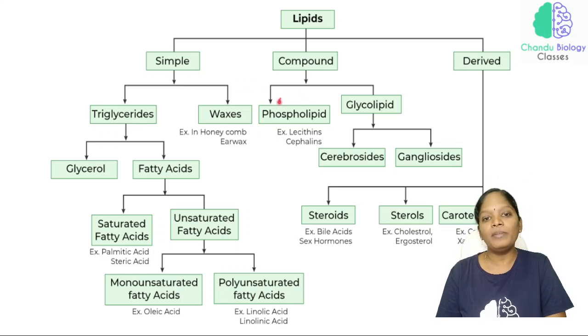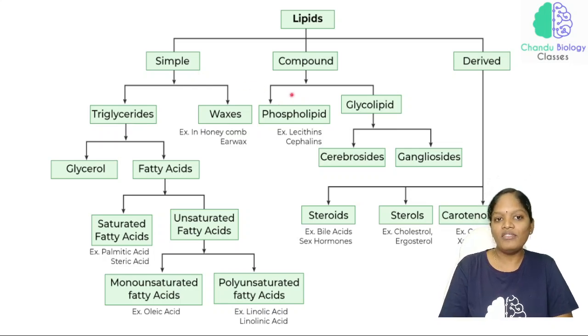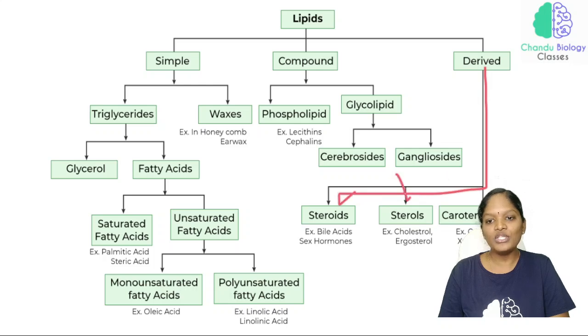As for compound lipid, we are going to discuss why we call this particular lipid a simple lipid and this a compound lipid. We are going to see about that, but just know here how the lipids are classified. The compound lipids are classified into two, that is phospholipid and glycolipid. The derived lipid is further categorized into three types, that is steroids, sterols, and carotenoids.